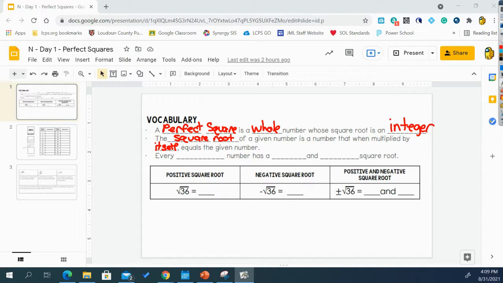And finally, every positive number has a positive and a negative square root, and we'll talk about that.